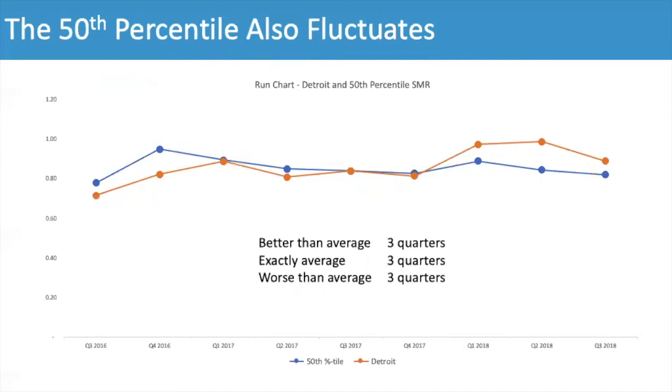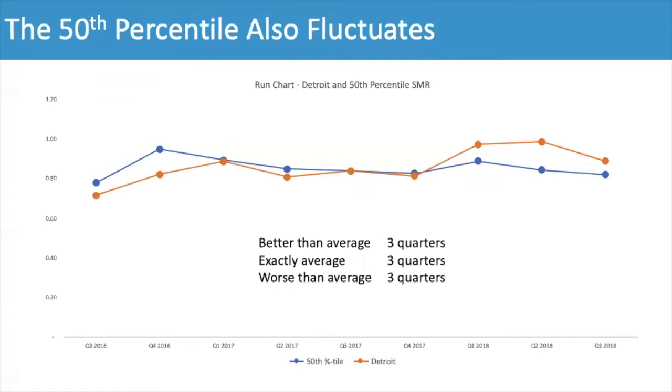I think, for one, it's interesting to see that the 50th percentile fluctuates. And Detroit's performance is fluctuating. And here, look at this. We have 9 quarters. We have 3 quarters where Detroit was better than the 50th percentile. Maybe average isn't technically correct, but better than the middle. We had 3 quarters where it was exactly at the 50th percentile, and we had 3 quarters where it was worse.